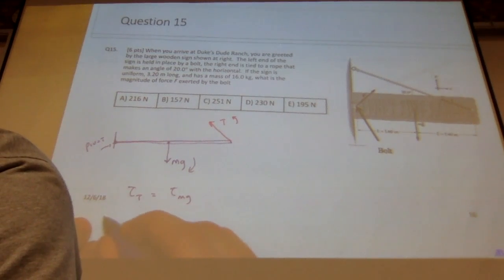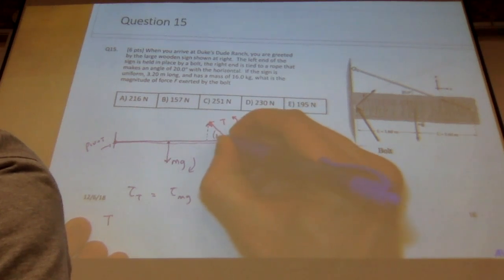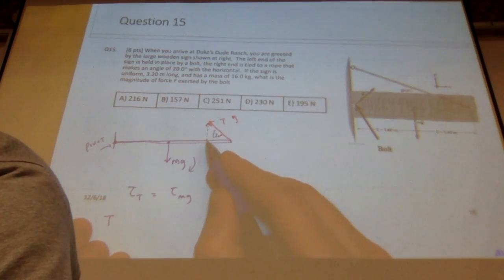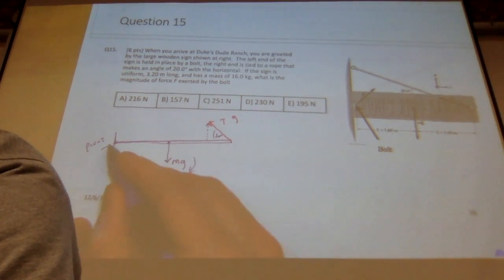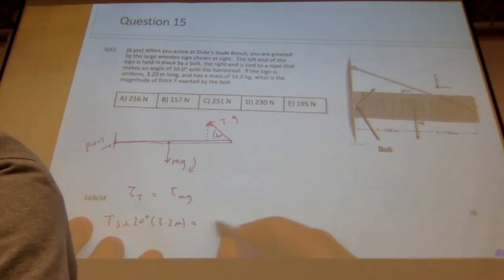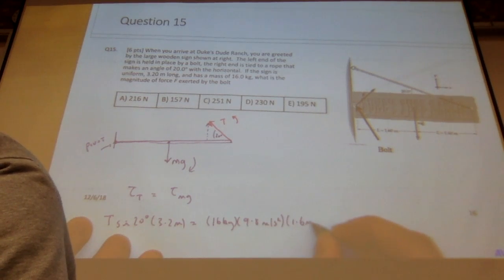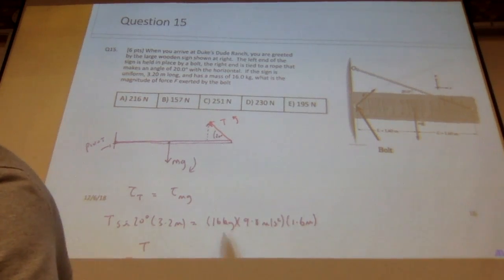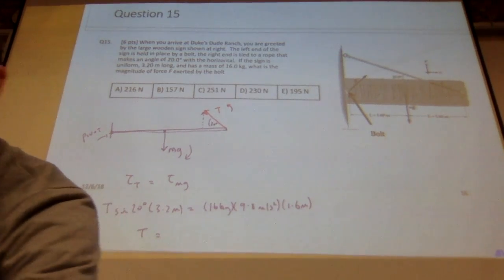So that's the tension force here, and this angle is 20 degrees. So I'm looking for the perpendicular components. T sine of 20 degrees times its distance from the pivot, which is 3.2 meters, is equal to mg times its distance, and it's perpendicular already. So 16 kg times 9.81 meters per second squared times 1.6 meters. If you divide the right side by sine 20 times 3.2, I believe the tension is 230 newtons.